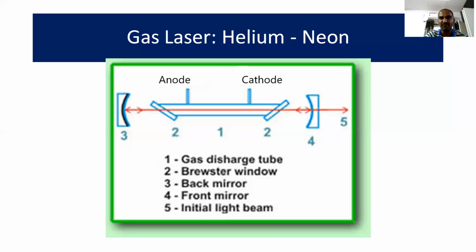This is the experimental setup of the helium neon laser. Observe there are 5 parts. The first part, represented with number 1, is the gas discharge tube, which is made up of quartz material. The second is on the two sides of the gas discharge tube, which is nothing but the Brewster's windows. Number 3 is the back mirror, and the fourth one is the front mirror. That means 3 and 4 are mirrors. Both are concave mirrors. One is a thick concave mirror, another one is a thin concave mirror. And the fifth one is the emitted light, that means the light coming out, which is this one.